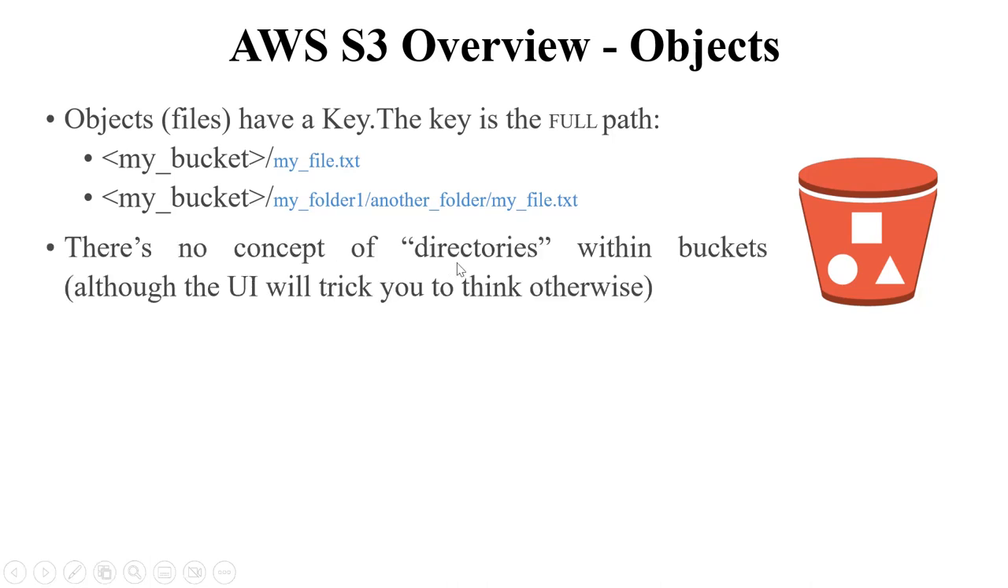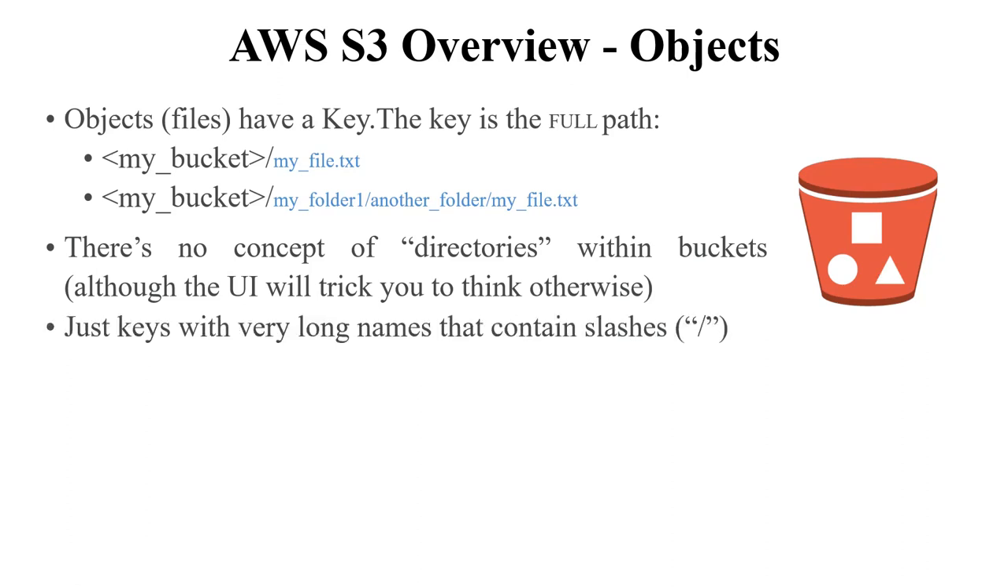There is no concept of directories within buckets, although the UI will trick you into thinking otherwise. When we observe S3, it represents a directory concept, but they are just keys with very long names that contain slashes. So this is actually the key containing slashes, and in our folder representation at the OS level we see the same thing, right?